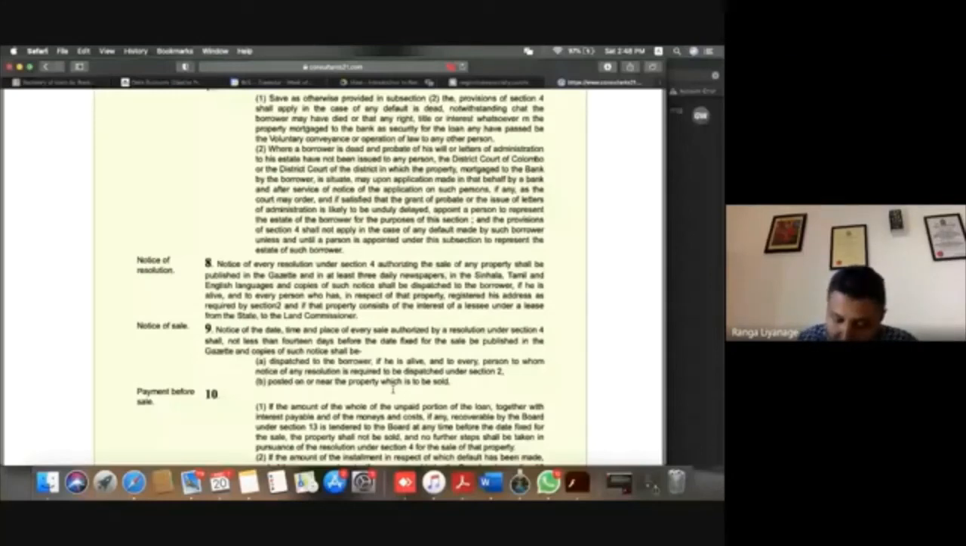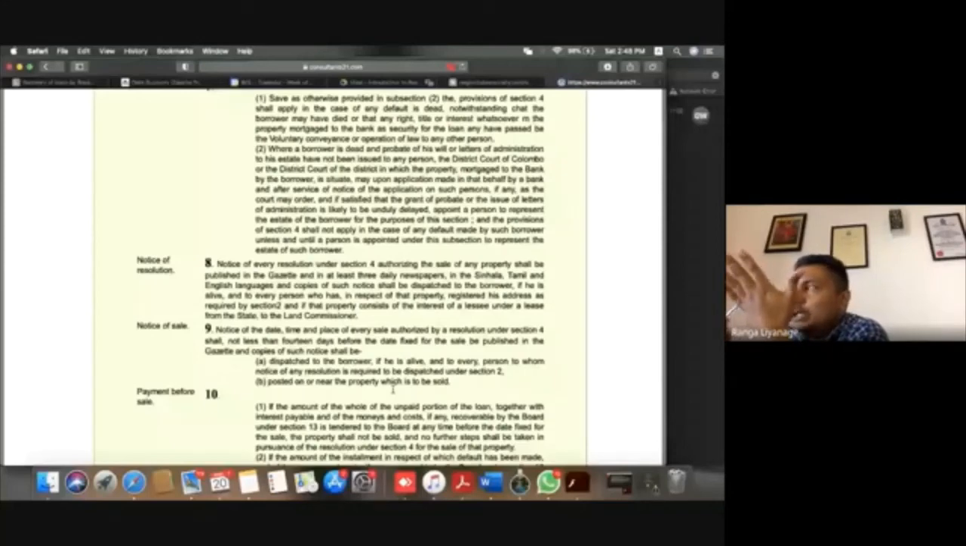Notice of date, place of every sale authorized by a resolution under section 4 shall, not less than 14 days before the date fixed for the sale, be published in the Gazette and copies of such notice dispatched to the borrower. So Diana, you will see 2 notices have to be given. One is the notice of the resolution under section 4. It should be published in the Gazette, in 3 languages, Sinhala, English and Tamil daily newspapers, and it should be sent to the borrower.